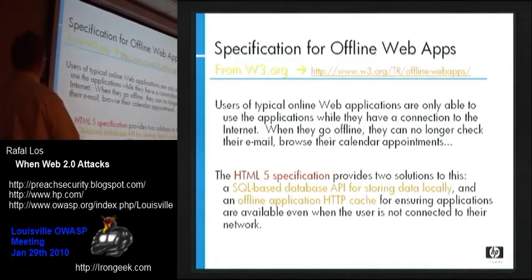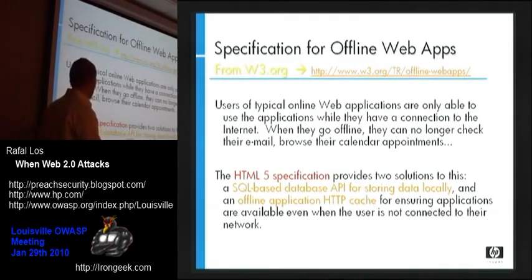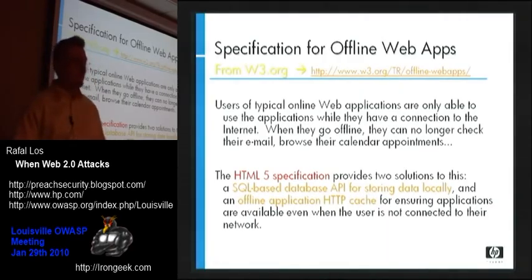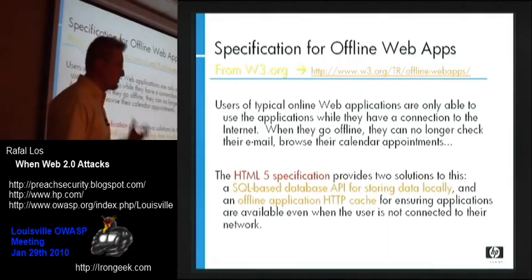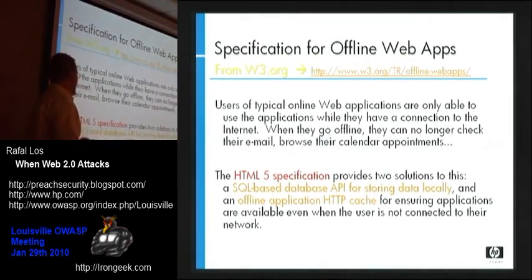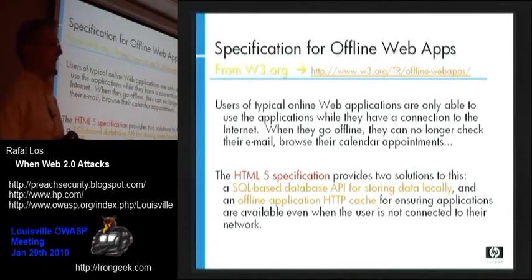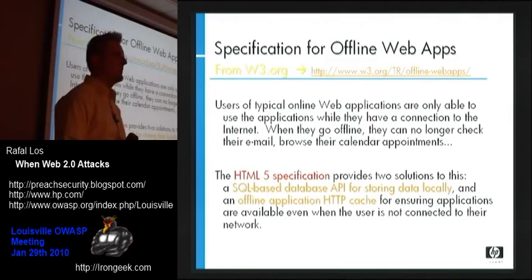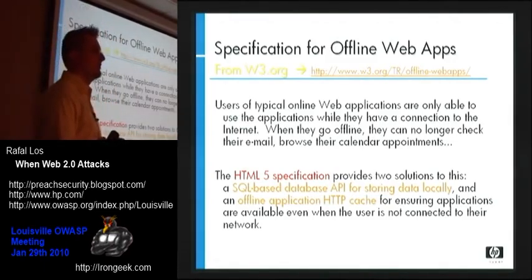And I pulled this off w3.org because I thought it was pretty cool. So the HTML5 provides specifications to solutions for the idea of offline web applications because, I mean, it's clearly a problem that if I'm on Gmail and my internet connectivity goes away, I should still be able to read my Gmail because it's a web app. So HTML5 provides two solutions: a SQL-based database API for storing data locally, because that's an epically awesome idea, and an offline application HTTP cache, where it stuffs the logic, which you then can manipulate at will to make it do whatever you want.